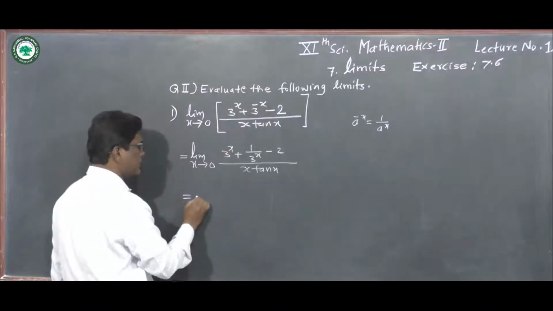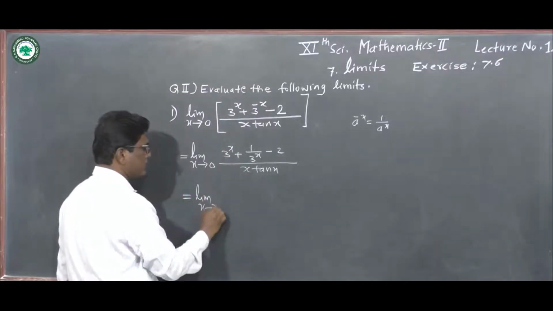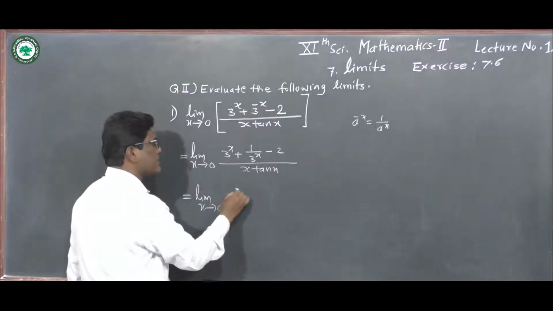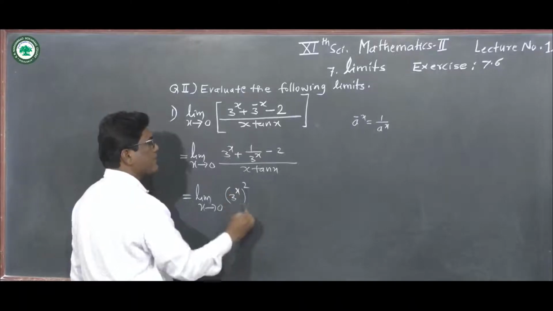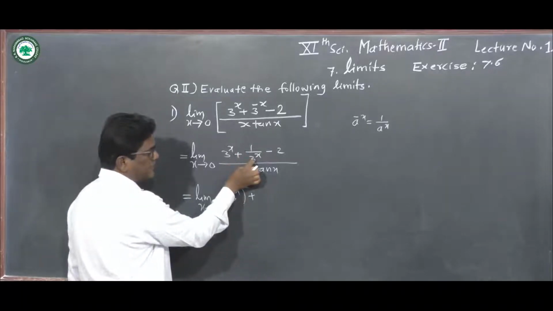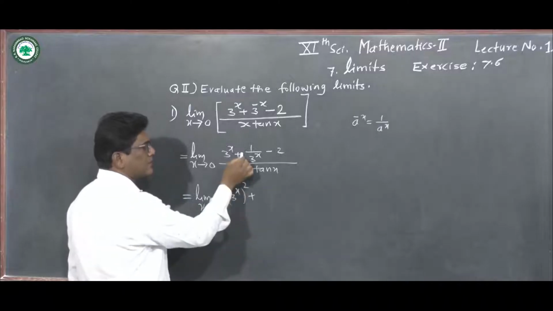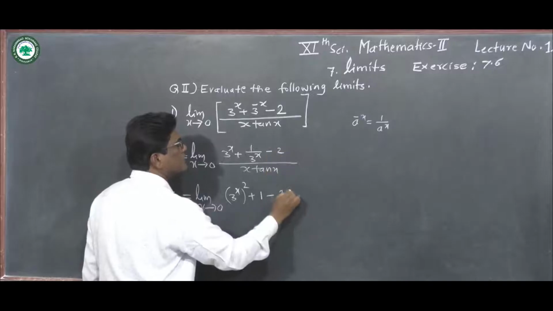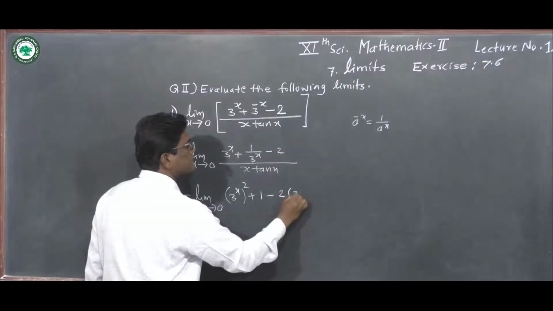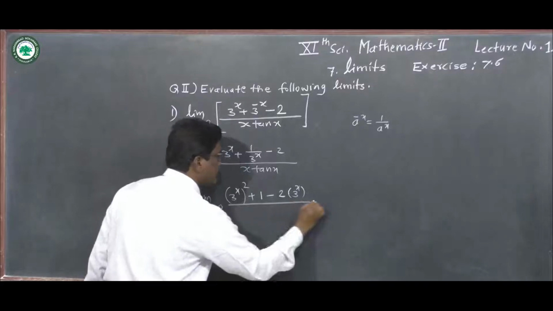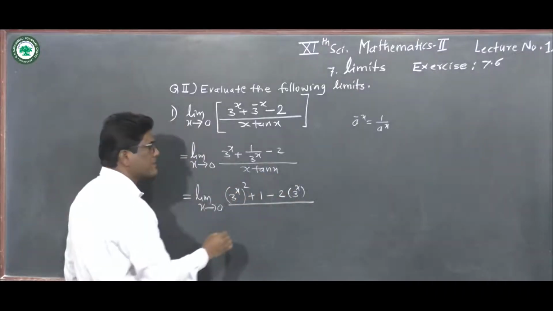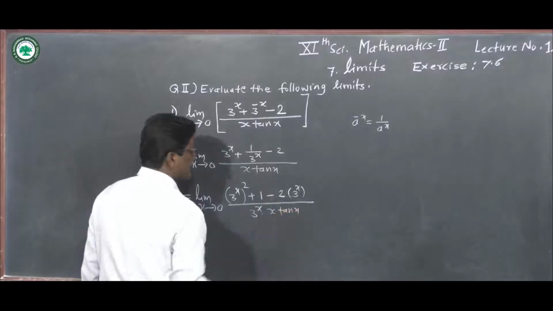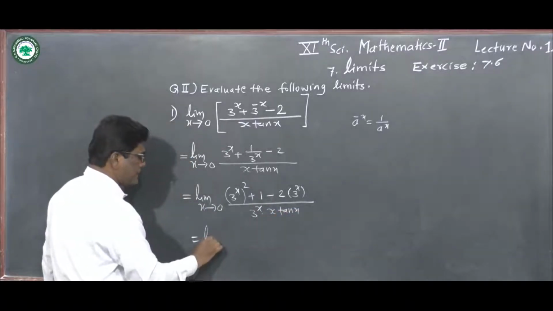So we get this is equal to limit as x tends to 0, multiply by 3 to the power x. So 3 to the power x into 3 to the power x, so 3 to the power x bracket square, plus 3 to the power x into 1 upon 3 to the power x, 3 to the power x get cancelled, so here plus 1, and minus 2 into 3 to the power x, divided by, here also multiply by 3 to the power x, so 3 to the power x into x tan x. So this is equal to limit as x tends to 0.